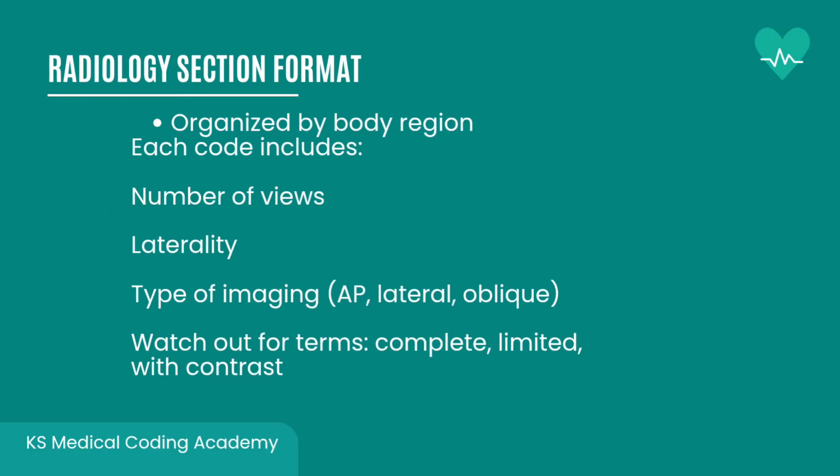Radiology Section Format. Radiology codes are arranged by body region and detail the number of views, laterality, and whether contrast is used. For example, you'll see codes for 1 view, 2 views, or complete series. Phrases like limited or complete are important to differentiate during the exam.